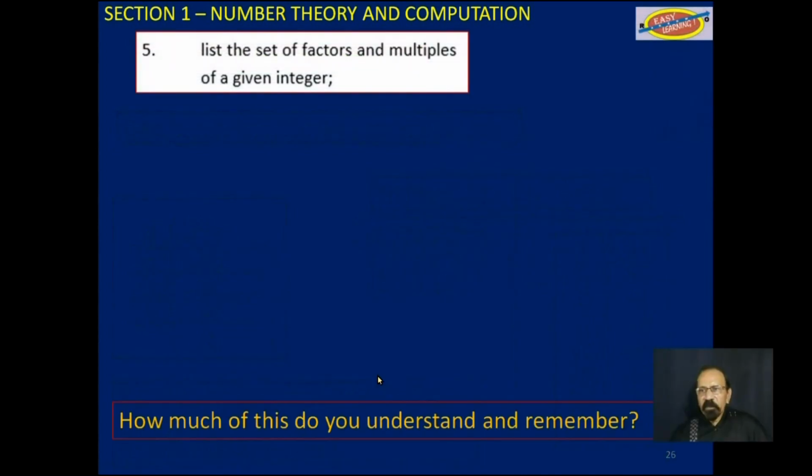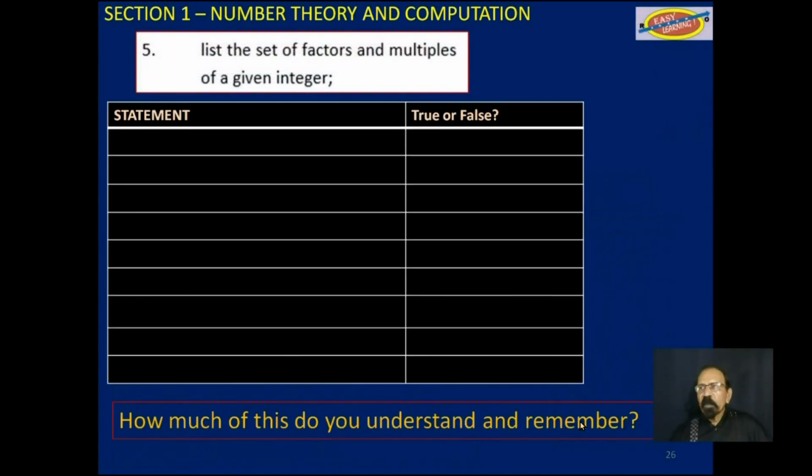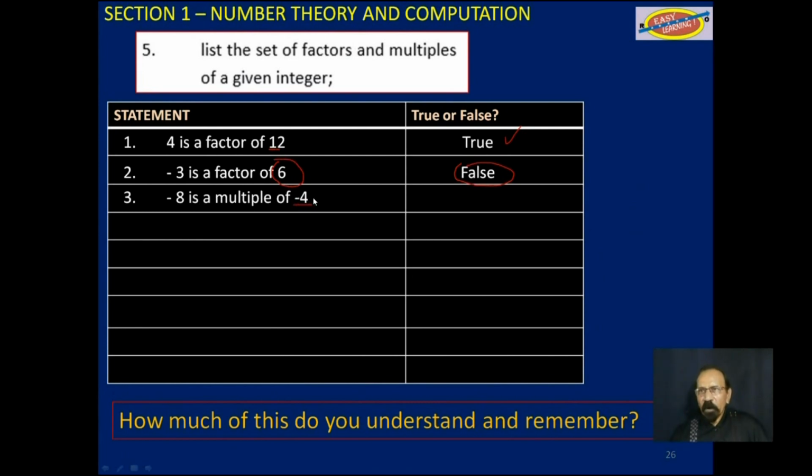How much of this do you understand? And remember, 4 is a factor of 12. Is that true or false? That is true. Negative 3 is a factor of 6. That is false. You can't have a negative factor of a positive number. Negative 8 is a multiple of negative 4. That is true. You could multiply the negative 4 by 2.